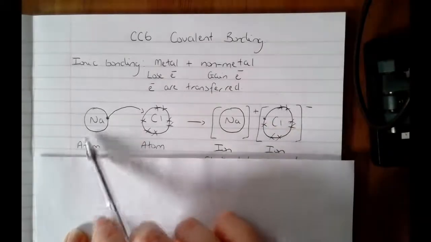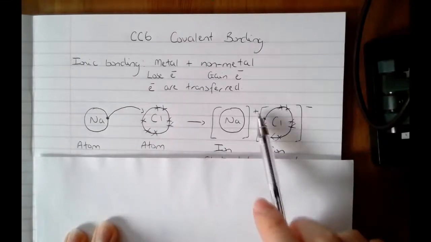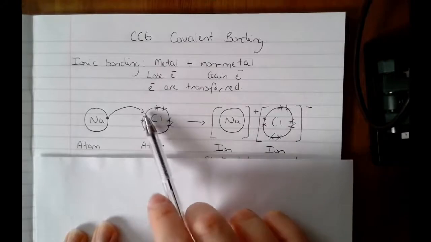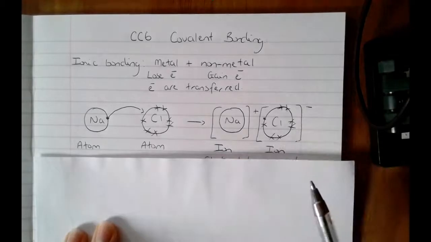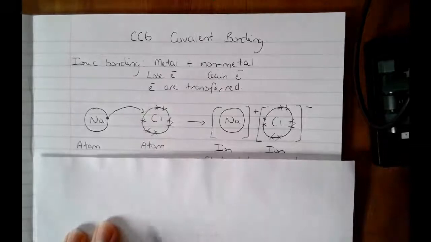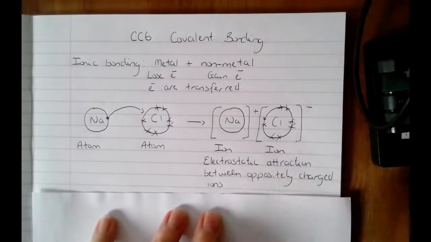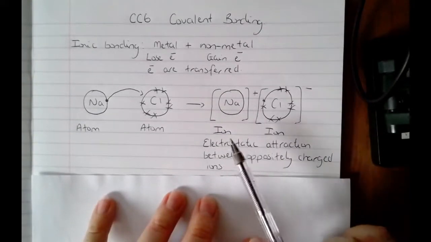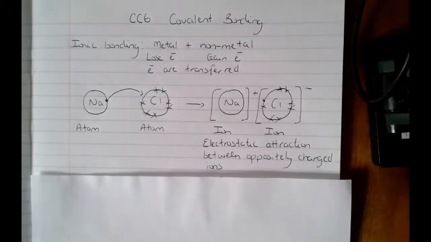On the left-hand side, I'm calling sodium an atom, but when it loses an electron and gets a positive charge, I now call it an ion. Chlorine, similarly, is an atom on the left, but when it gains an electron, it's gaining a negative charge, and I'm now calling it an ion. So ionic bonding, you've got a metal and a non-metal, and the electrons are being transferred. Your actual definition of an ionic bond is the electrostatic attraction between oppositely charged ions. Opposite charges attract. The attraction is called the electrostatic attraction, and it's a strong attraction holding those ions together.